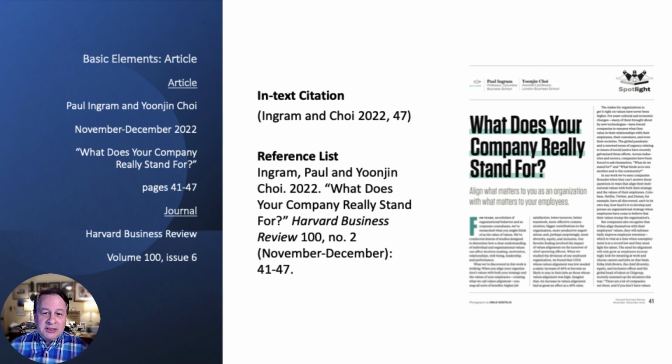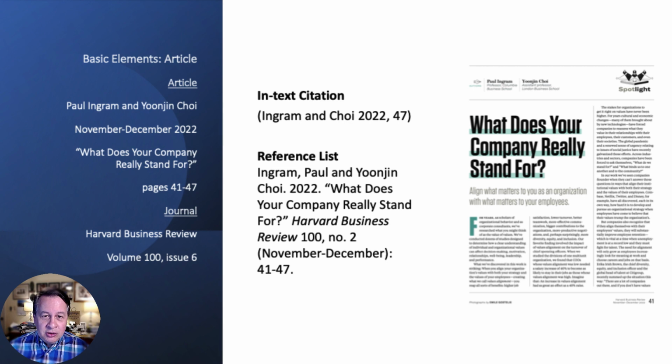The reference list, again, much more complicated, lots of pieces to take care of. So first, the author's name again, Ingram, Paul, and Eugene Choi, period. The year of publication, 2022. Notice the month is not included here, it's just the year. And then the name of the article is in double quote marks: What Does Your Company Really Stand For?